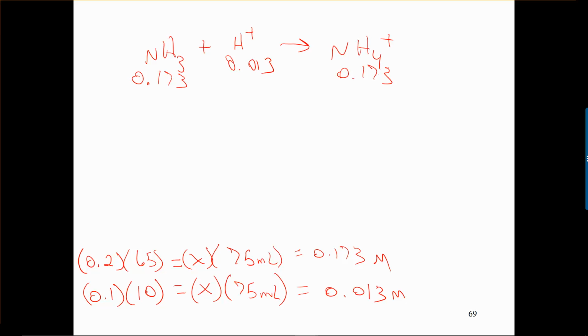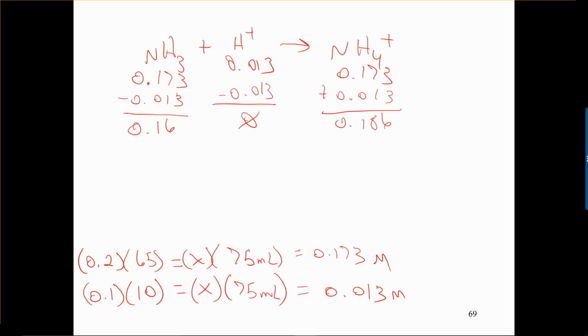Now, the H plus is going to react with the NH3. That means the H plus is going to completely go away because there's more NH3 than there is H plus. So this is minus 0.013, which goes to 0. This is minus 0.013, which goes to 0. And this is plus 0.013, which becomes what? That one won't go to 0. The NH3 will not go to 0. We need that concentration. 0.16. Okay, and then over on the other side, 0.186. Okay.